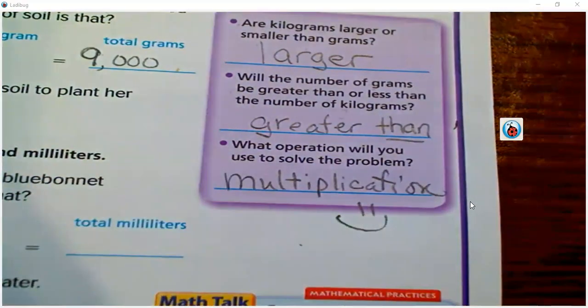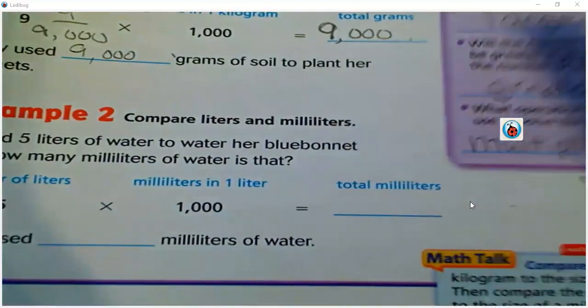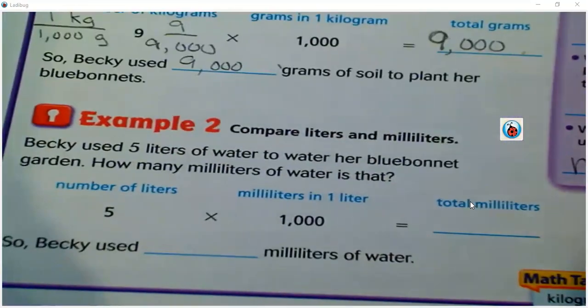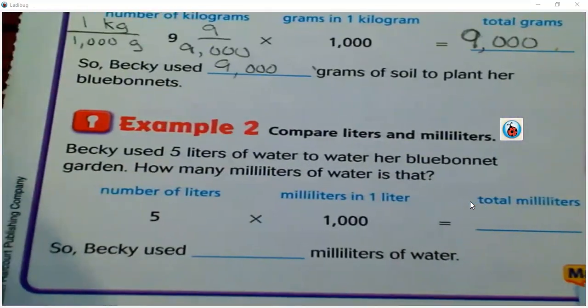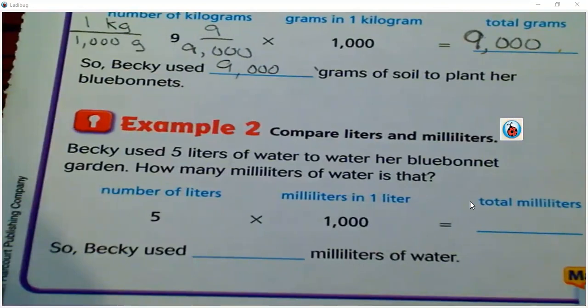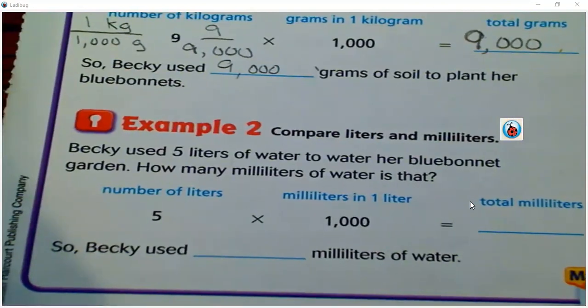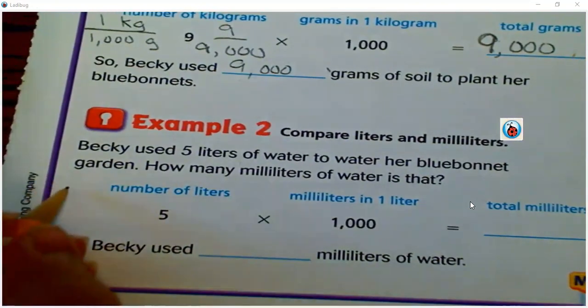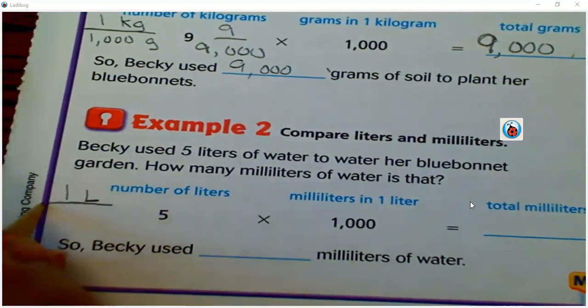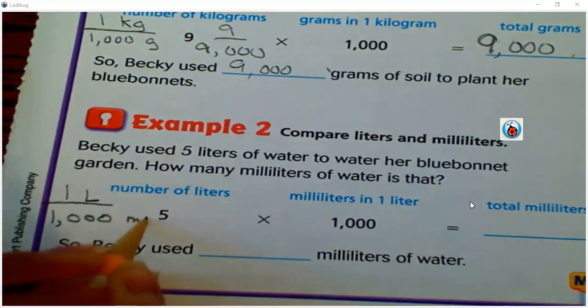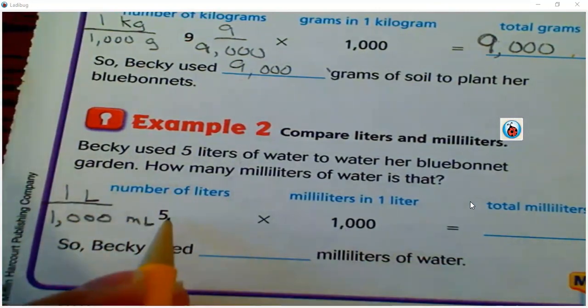I love it. Okay, let's try this one. Now we're going to be using liters and milliliters. Becky used 5 liters of water to water her bluebonnet garden. How many milliliters of water is that? Okay, one more time. 1 liter is equal to 1,000 milliliters. So I'm going to multiply it by 5 to get my total milliliters.